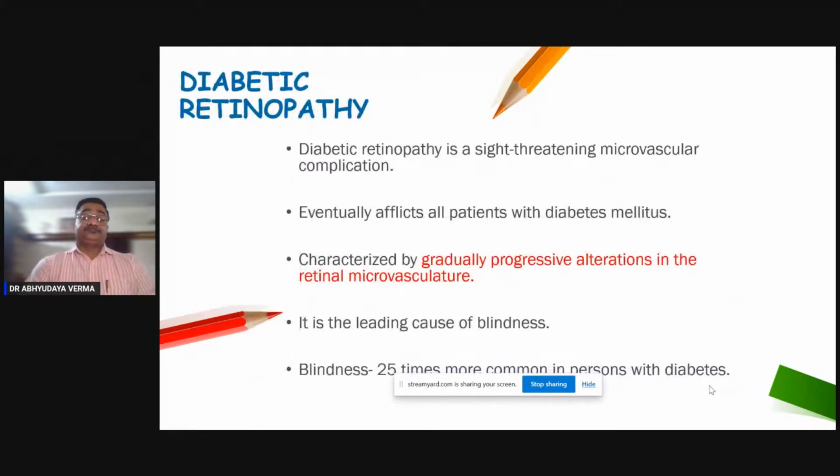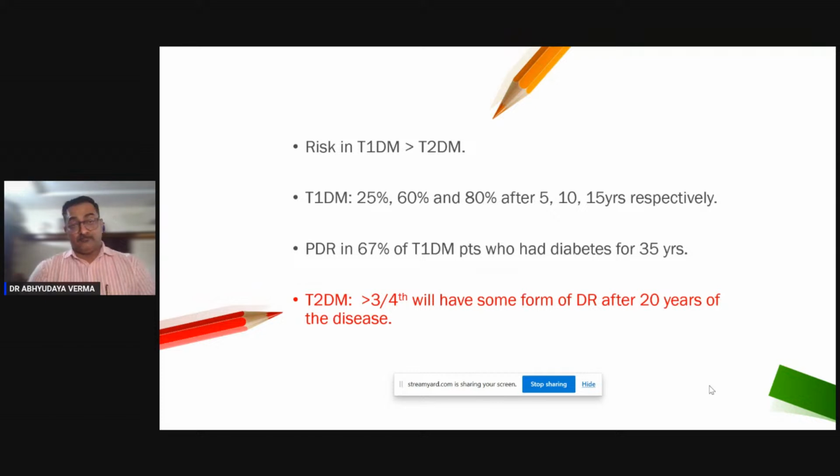So, to begin with, the first microvascular complication, diabetic retinopathy. It is a sight-threatening microvascular disorder, and it affects all individuals with diabetes mellitus. It is characterized by gradually progressive alteration in the retinal microvasculature, and it is one of the leading causes of blindness. And diabetic patients are 25 times more at risk of developing retinopathy compared to the normal population.